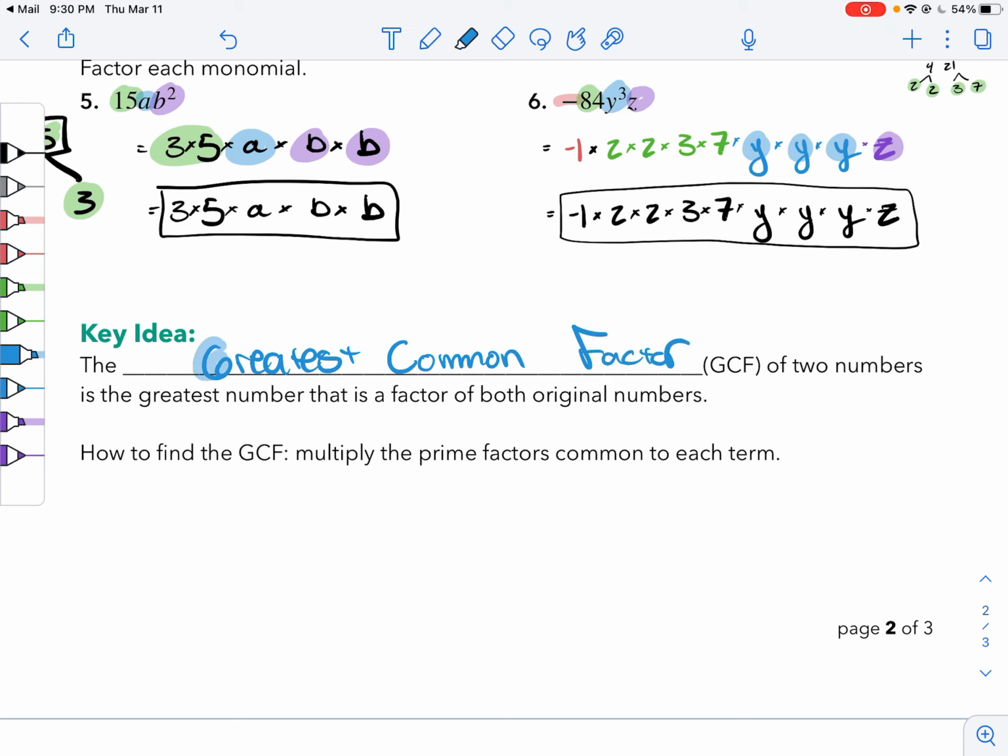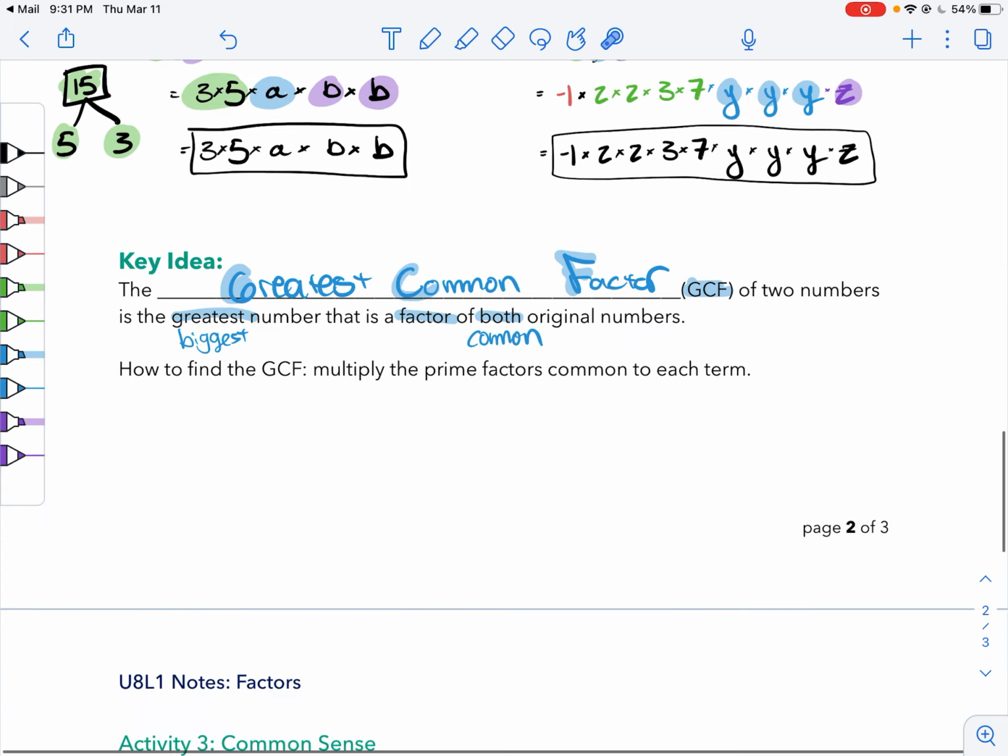And we abbreviate it GCF. So from now on, I'm going to say GCF because that's a lot easier. So the GCF of two numbers is the greatest number. That means the biggest number that's a factor of both original numbers. It's the biggest factor they have in common. So it's the greatest common factor. Crazy, right? Well, how do you do that? Well, you factor them both and then you see what they have in common.